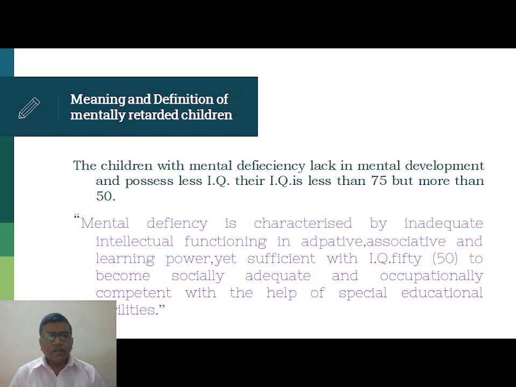Meaning and definition of mentally retarded children. The children with mental deficiency lack in mental development and possess less IQ. Their IQ is less than 75 but more than 50. IQ means intelligence quotient. Mental deficiency is characterized by inadequate intellectual functioning in adaptive, associative, and learning power, with IQ 50 to become socially adequate and occupationally competent with the help of special educational facilities.